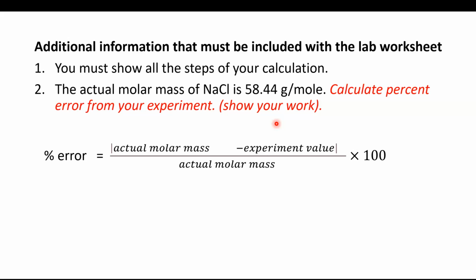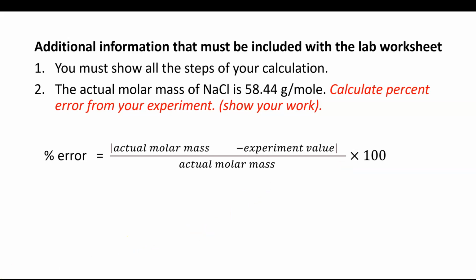To remind you, percent error is the actual value subtracted from the experimental value. Don't forget, this is an absolute difference. Divide by the actual value, which is 58.44, and multiply the whole thing by 100. You will get the percent error from the experiment.